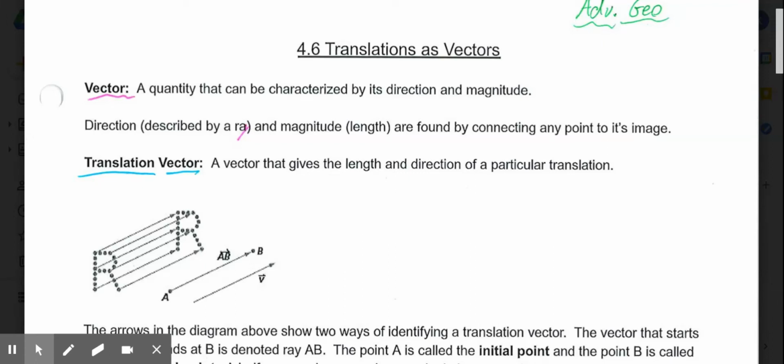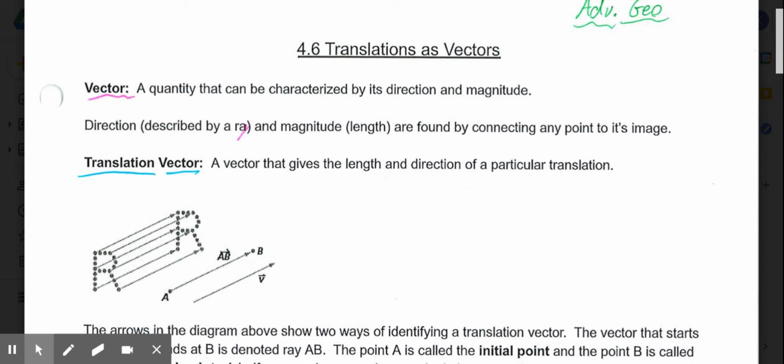Welcome to lesson 4.6, translations as vectors. So we have already looked at the idea of translations. And translations you can simply think of, in this case, as a slide or a shift. So how can we characterize or represent these slides or shifts using a single vector?